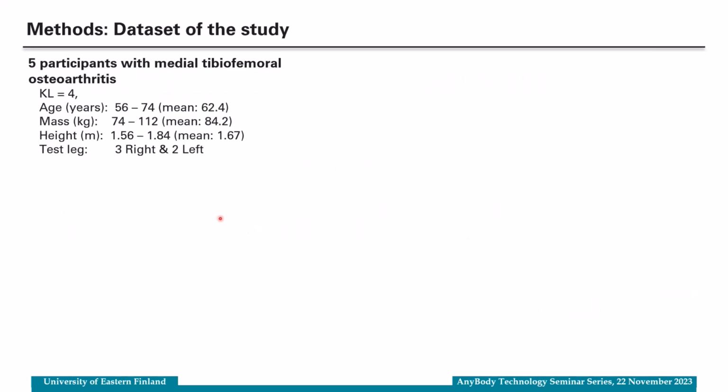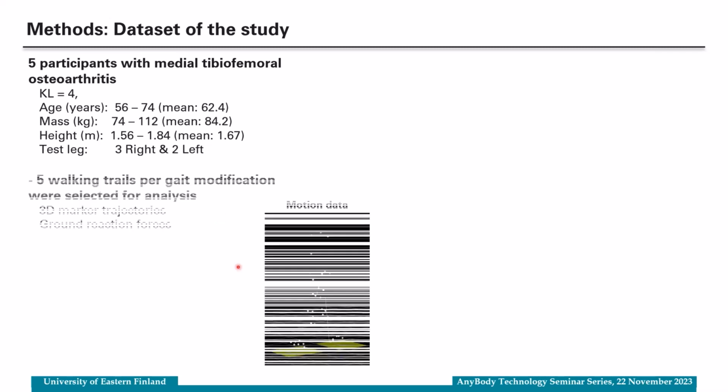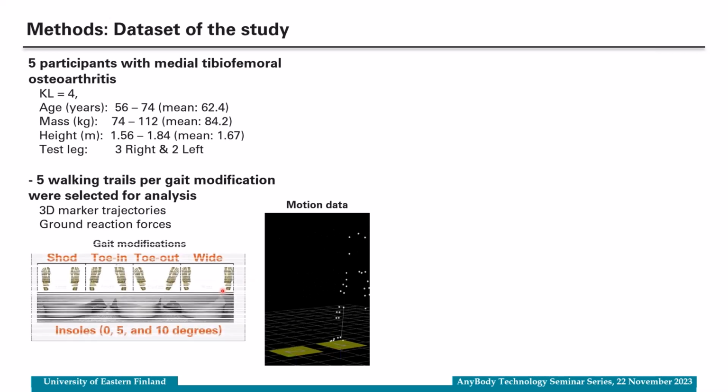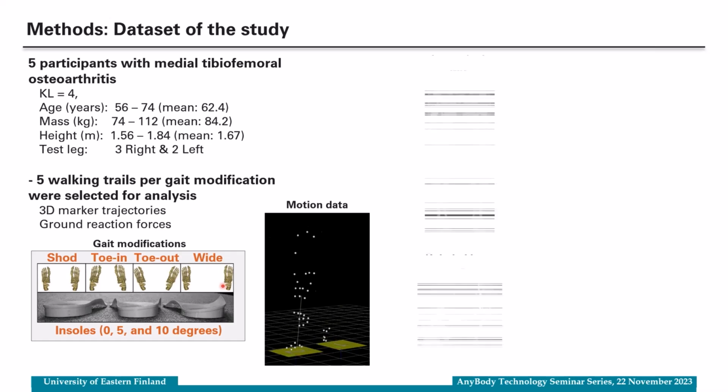In this study, we had 5 participants, all with medial tibiofemoral osteoarthritis with a KL grade 4. We had 3 right knees and 2 left knees. We then collected 5 walking trials for each gait modification while the subject was in the motion analysis, so we collected the markers as well as ground reaction forces. And we evaluated 5 different insoles, lateral wedge insoles with 0, 5, and 10 degrees. We also had different walking styles like short walking, toe in, toe out, and wide stance walking.